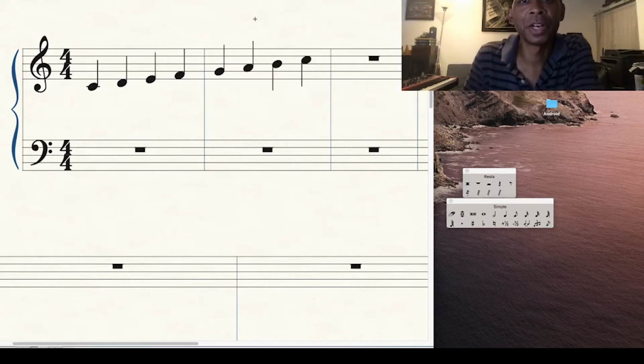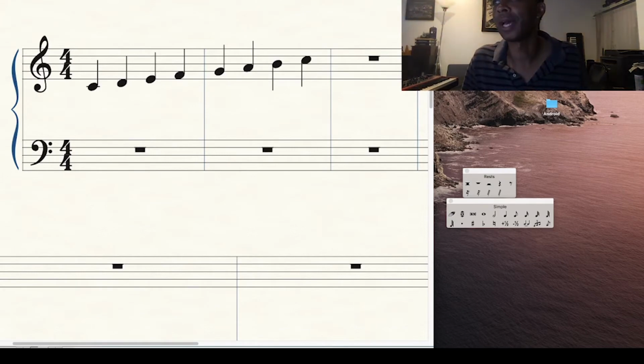We worked on the C scale not too long ago, and with that C scale, we have C right here, which is just beneath the treble clef, and we have D, E, F, G, A, B, C. Let me add some notes so that you can actually see what's going on. I'll put it right here.